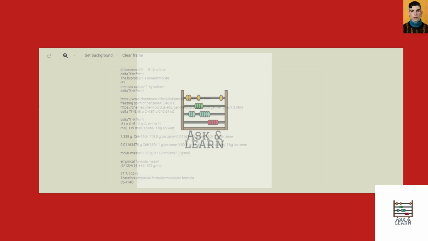So now that we know the mass and the moles in 1 kilogram, we can find the molar mass. So molar mass is gram per mole. So take the mass and divide by the moles, and we get the molar mass. So now calculate the empirical formula mass. Then divide the molar mass by the empirical formula mass, and we get approximately 1. So therefore, the empirical formula is equal to the molecular formula.